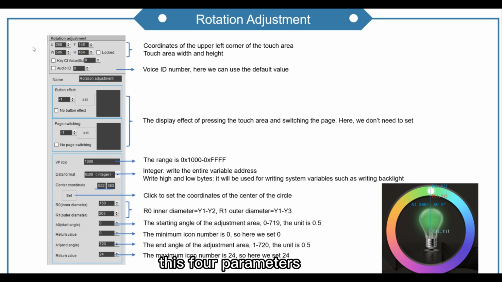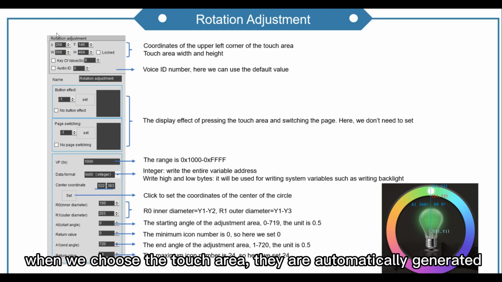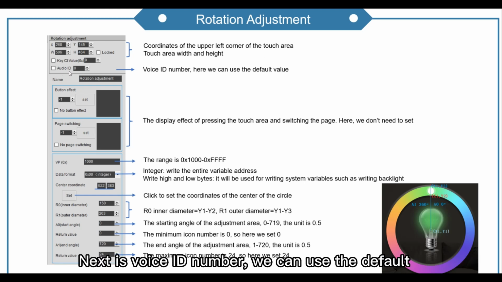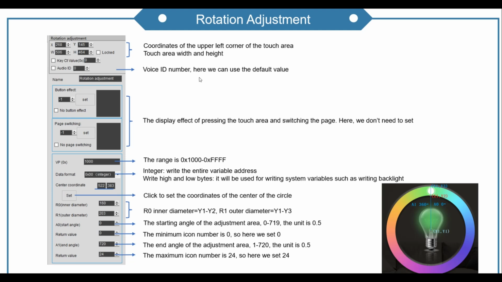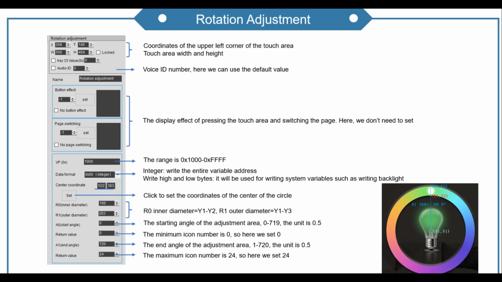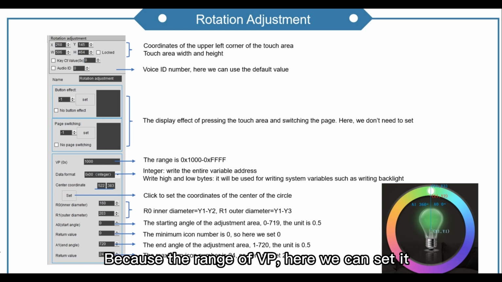These are parameters. When we choose the touch area, they are automatically generated. Next is voice ID number, we can use the default. These two parts are the display effect of pressing the touch area and switching the page. Here, we don't need to set. Because of the range of VP, here we can set it.